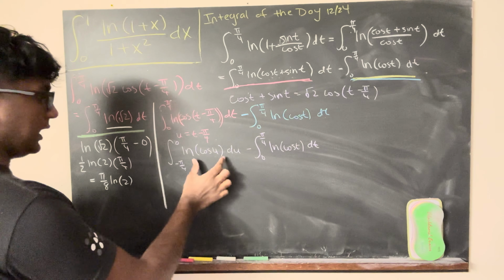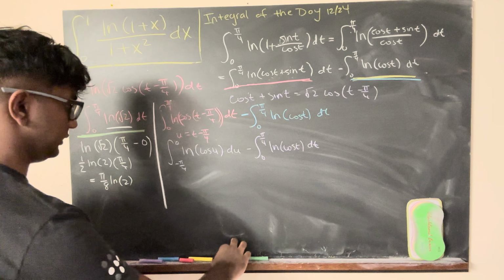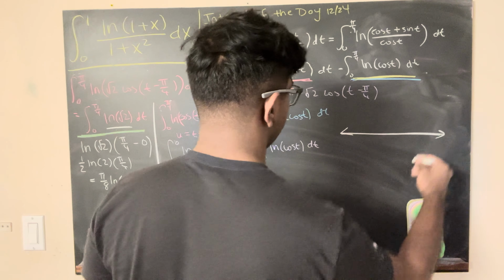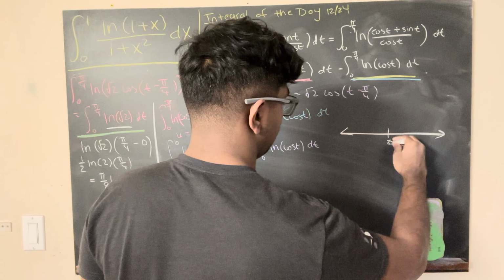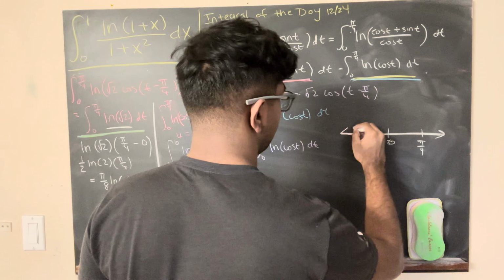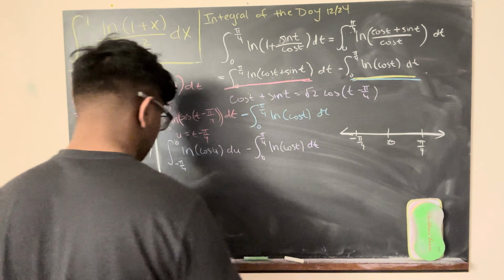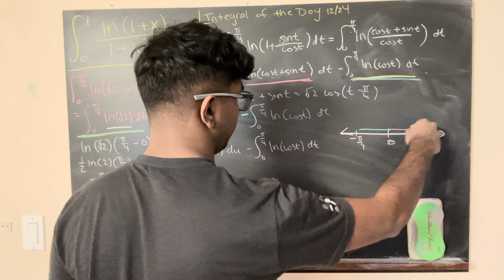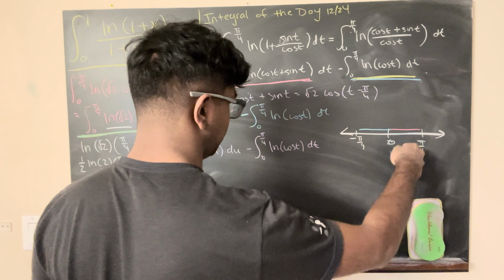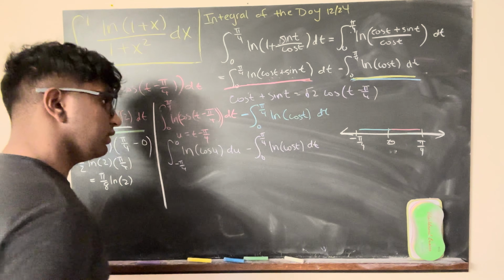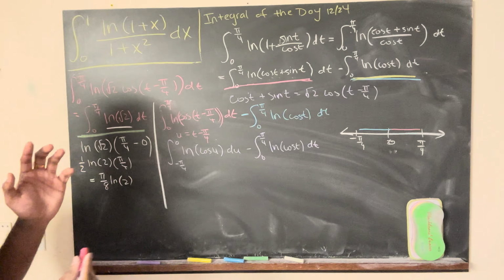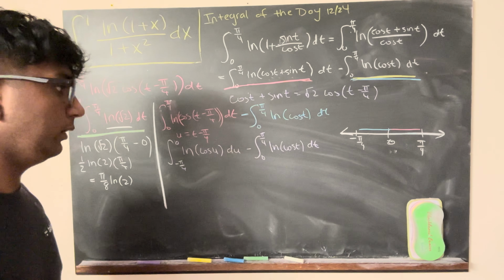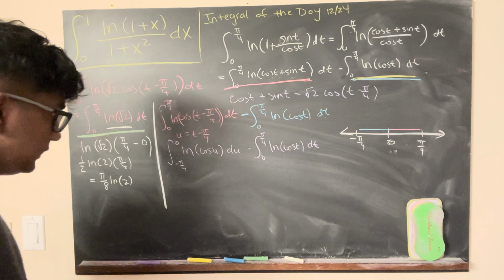So the integrands are the same, except the bounds are different. For the bounds here, we can do this on a number line, just to visually show you guys. So you have this function, from negative pi over 4 to 0 is the first one, and the next one is 0 to pi over 4. So they're the same distance away from the origin. If this function was symmetric about the y-axis, then these two values would be equal. And are they? Well, let's find out.